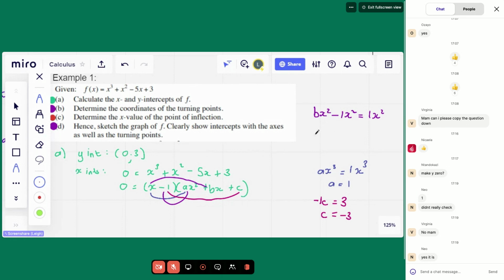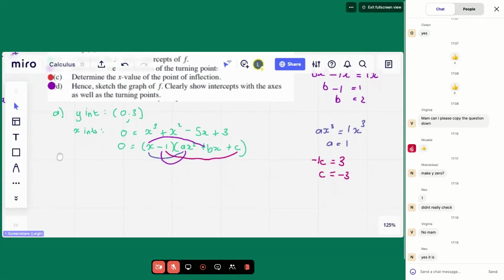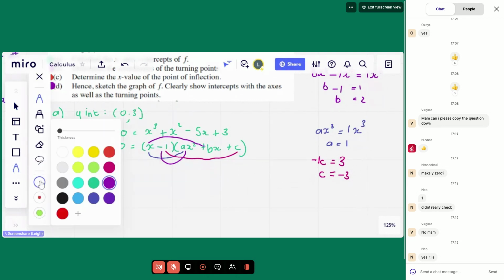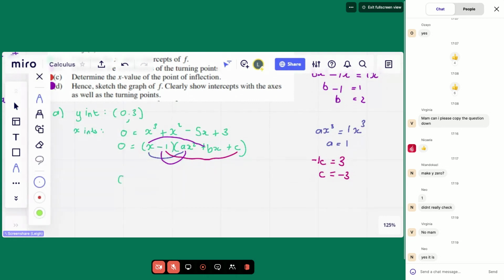And again, now that we've equated our variables, we can equate our coefficients. So this means that b minus 1 is equal to 1. Add 1 to both sides, and that means that b is equal to 2. All right, so let's go down here and fill that in. Okay, so now that we know what these values are, we can pop it in. All right, so we have 0 equals x minus 1 multiplied by x squared plus 2x minus 3.